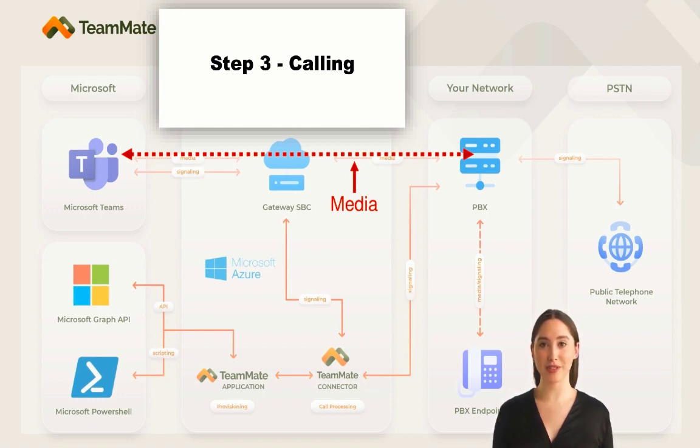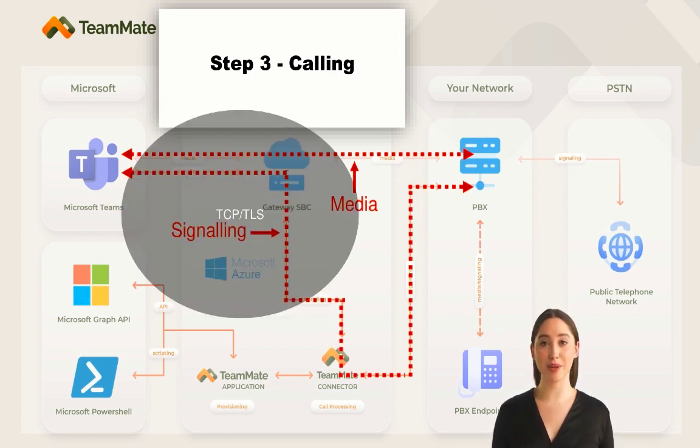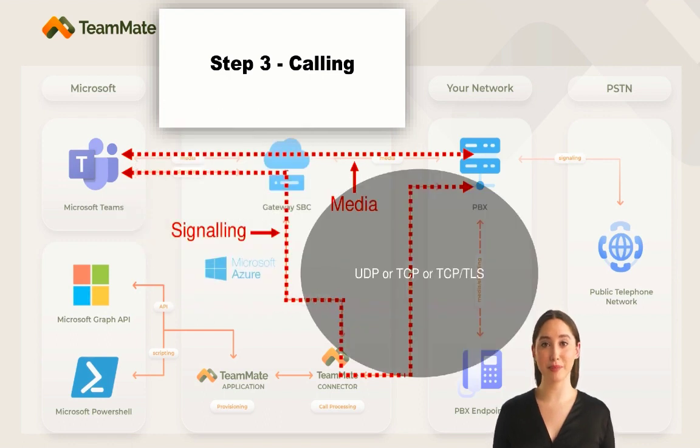It's worth noting here that the call leg between Microsoft and the back-to-back user agent is totally separated from the call leg between the back-to-back user agent and the PBX. This means that the call leg facing Teams can use TCP and TLS as required by Microsoft for direct routing, while the call leg facing the PBX can use UDP, TCP, or TCP with TLS. This gives you greater flexibility to meet differing PBX requirements.